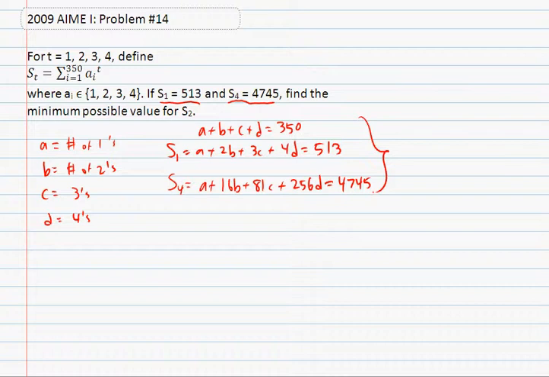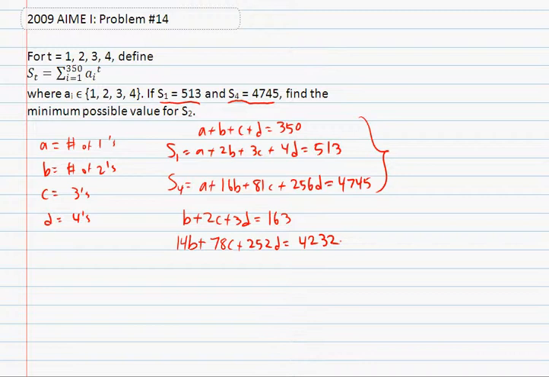So first, let's start off by subtracting the first equation from the second equation. This gets rid of a, and so we're left with b plus 2c plus 3d equal to 163. We can also subtract the second equation from the third equation, and by doing so, we get 14b plus 78c plus 252d equal to 4,232.